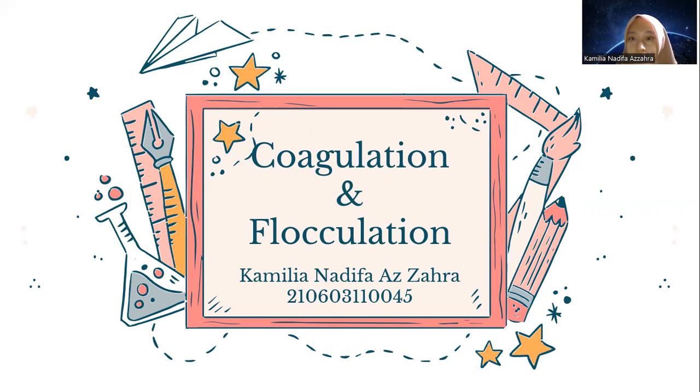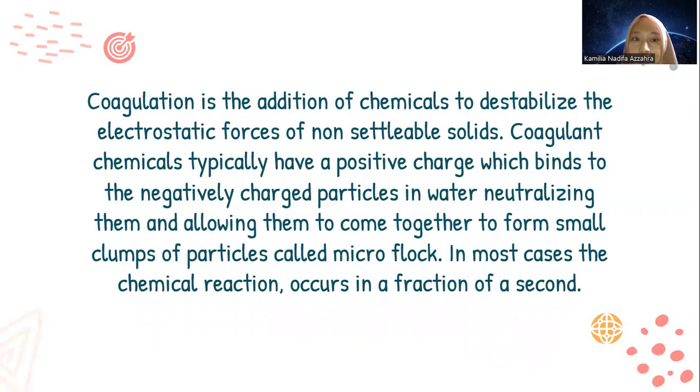Now here I will explain my summary. My summary is coagulation and flocculation. Coagulation is the addition of chemicals to destabilize the electrostatic process of non-settleable solids. Coagulant chemicals typically have a positive charge which binds to the negatively charged particles in water, neutralizing them and allowing them to come together to form small clumps of particles called microfloc.